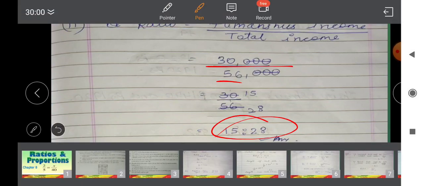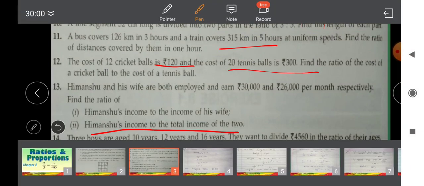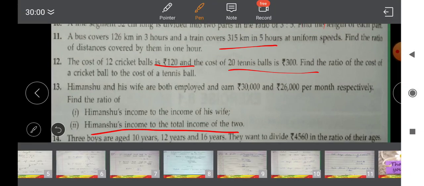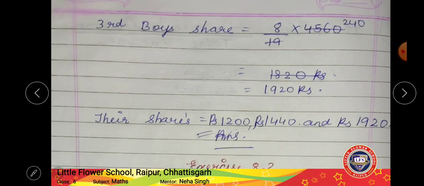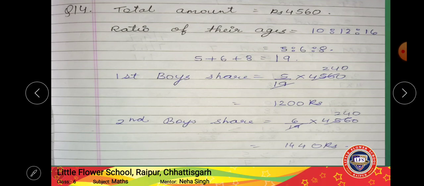Now coming on to the last question. 3 boys are aged 10 years, 12 years and 16 years. They want to divide 4,560 rupees in the ratio of their ages. See, here ratio is not given directly, but what is given? Ratio of their ages is given. So how can we solve? First we'll find the ratio of their ages, that is 10:12:16. I can cancel it out by 2. 2 5s are 10, 2 6s are 12, 2 8s are 16. So 5:6:8 is the total ratio.